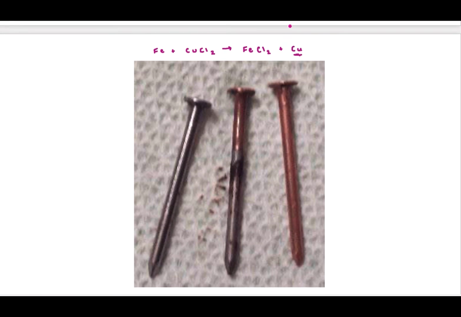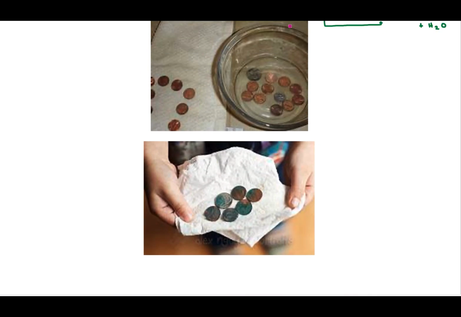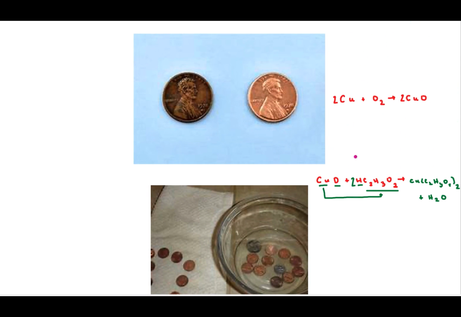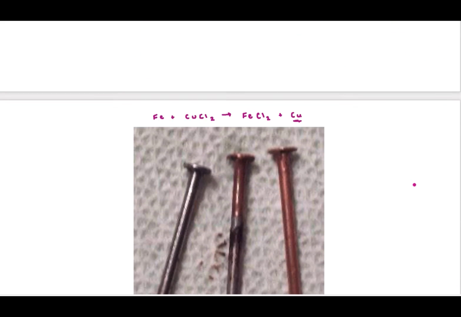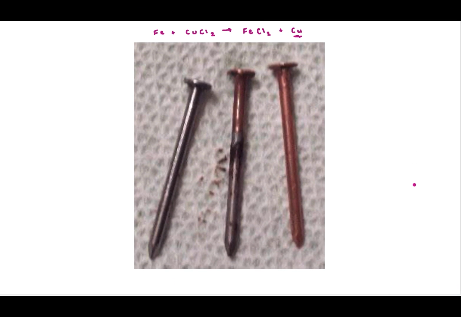All right, so that's what happened in this lab. The reason why it's so cool is you see not only a synthesis reaction and a double replacement reaction to form those copper ions there, but then you also see a single replacement reaction.